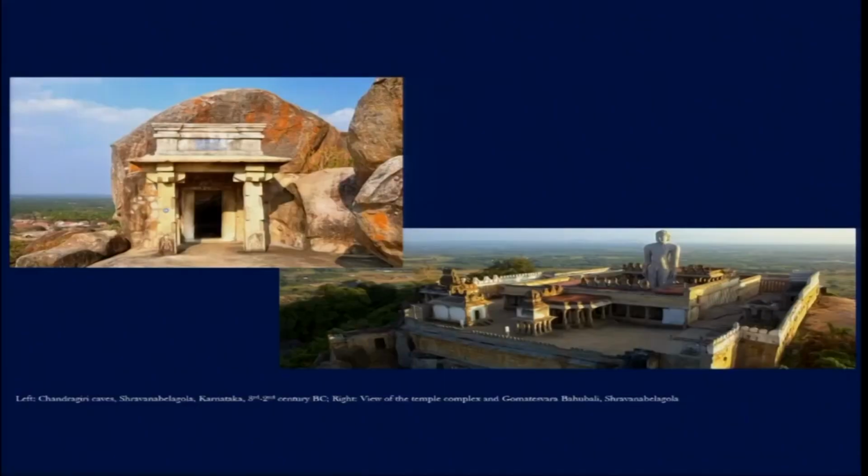And much later, we find that this mighty sculpture of Gomateshwara was added to the complex of Shravanabelagola on this hillside. That added to the significance of this site, and also to how the pilgrims' interaction with this site developed further and further with time.